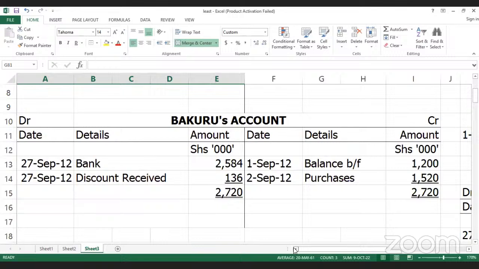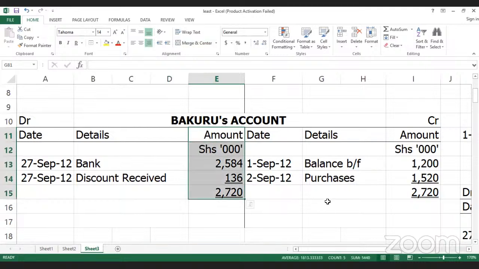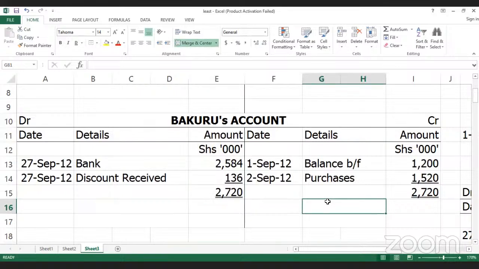So which side is bigger? When we look at Bakuru's account, which side is bigger? They are all the same. Okay, meaning that this account has no balance.